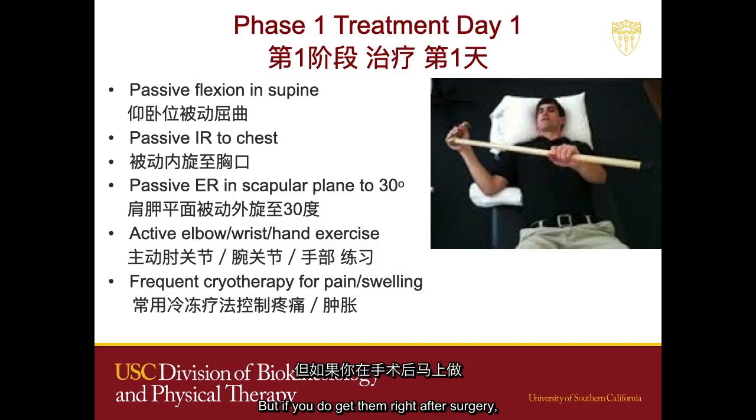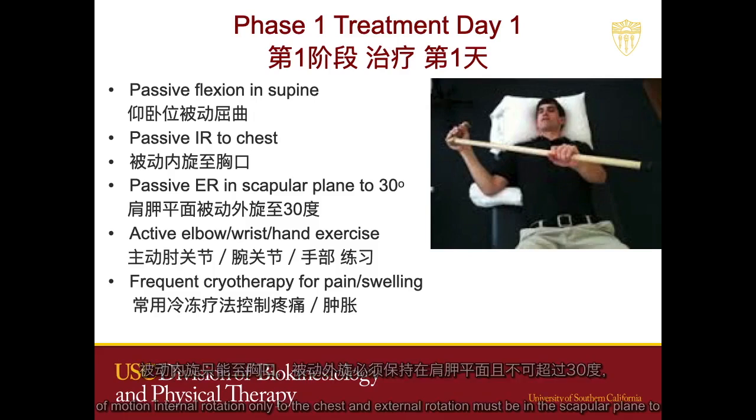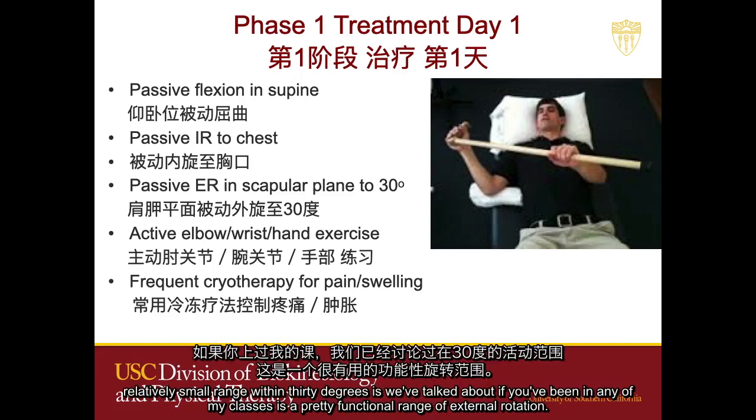But if you do get them right after surgery, you can start doing passive range of motion. Passive range of motion, internal rotation only to the chest, and external rotation must be in the scapular plane to 30 degrees. So very relatively small range. I think 30 degrees is, we've talked about, if you've been in any of my classes, a pretty functional range of external rotation.